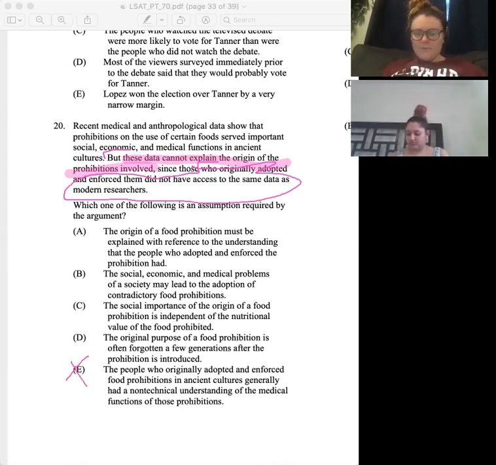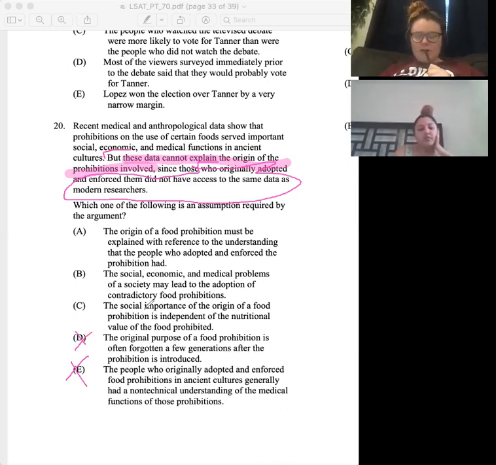D, the original purpose of food prohibition is often forgotten a few generations after the prohibition is introduced. Once again, what if it's not often forgotten? What if it's remembered for 7 generations? Does that destroy our conclusion? Nope.